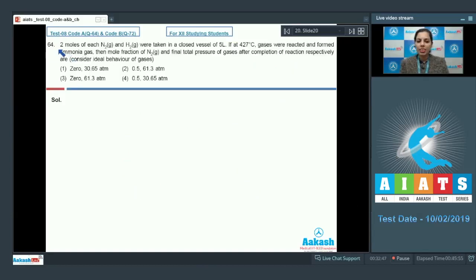Then question number 64. 2 mole each of nitrogen gas and hydrogen gas were taken in a closed vessel of 5 liter. If at 427 degrees Celsius gases were reacted and formed ammonia gas, then the mole fraction of nitrogen and the final total pressure of gases after completion of reaction respectively are. Consider ideal behavior of gases. We have nitrogen gas reacting with hydrogen gas to give ammonia gas. And in the question it's given that 2 mole of each of nitrogen and hydrogen is given.